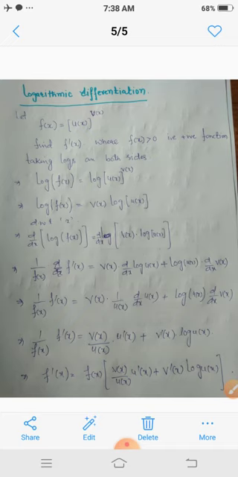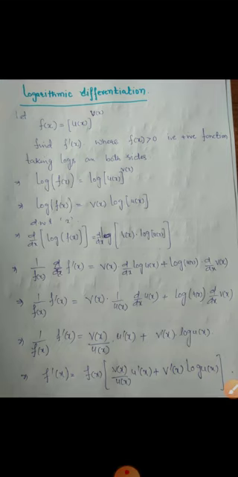Yesterday we discussed the differentiation, or the derivatives, of logarithmic and exponential functions. Today we will discuss logarithmic differentiation. Now what is logarithmic differentiation? To which functions do we apply this logarithmic differentiation?